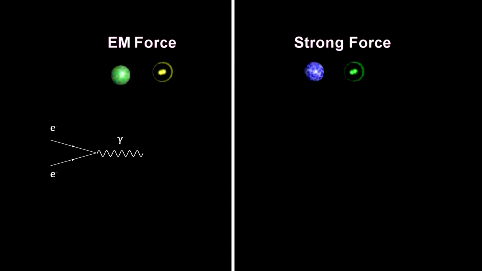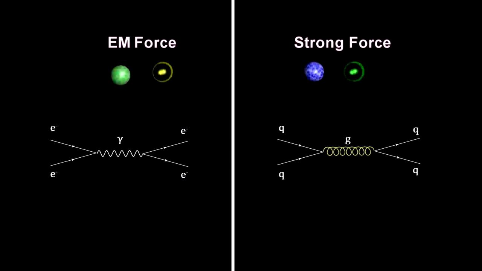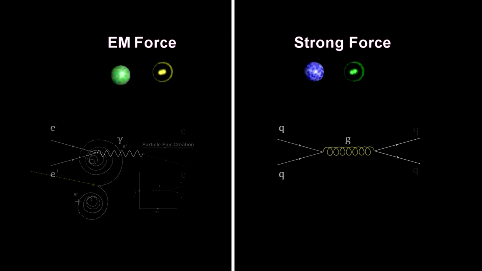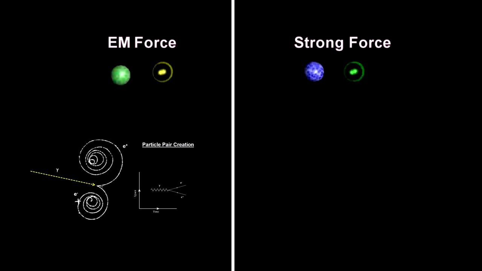We have seen that an accelerating electron creates a vibrating ripple in its electromagnetic field called a photon. Similarly, an accelerating quark creates a vibrating ripple in its gluon field called a gluon. And where photons can accelerate electrons, gluons can accelerate quarks. And where an energetic photon can create an electron-anti-electron or positron pair, an energetic gluon can create a quark-anti-quark pair.